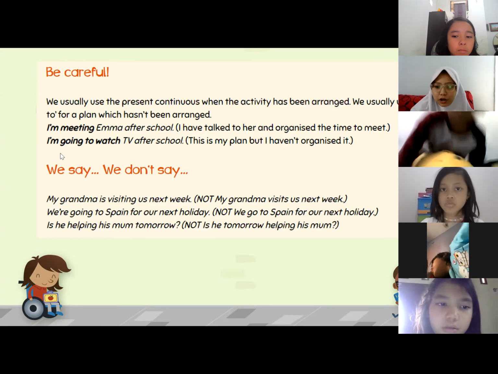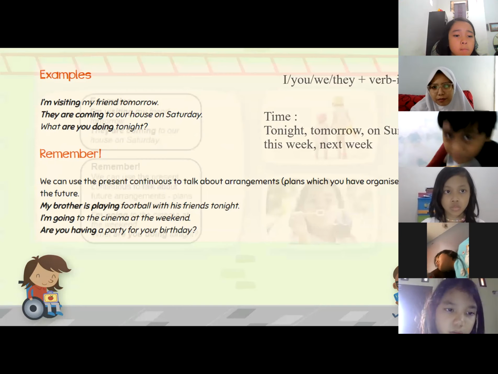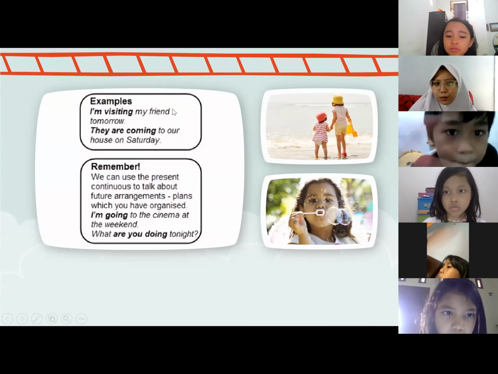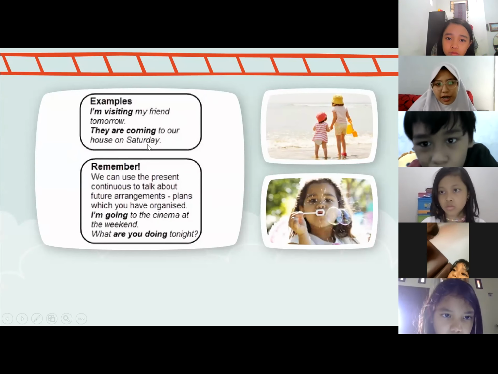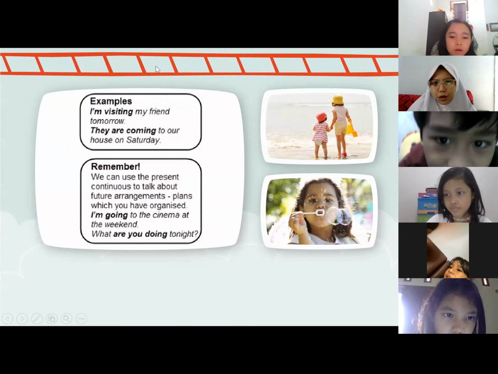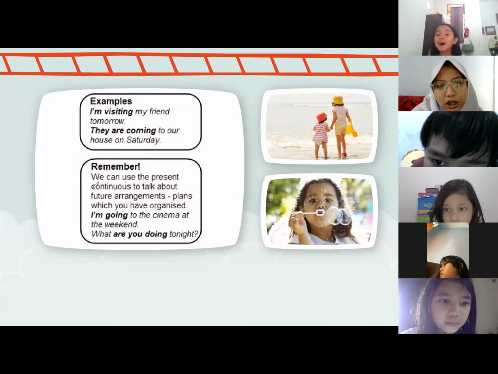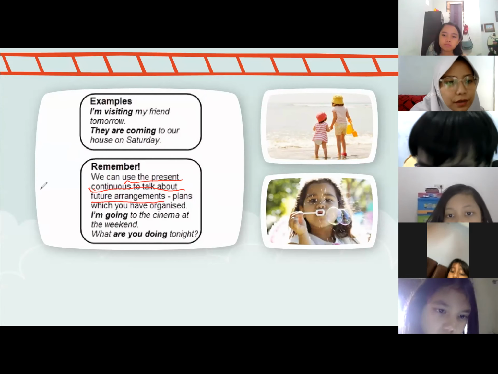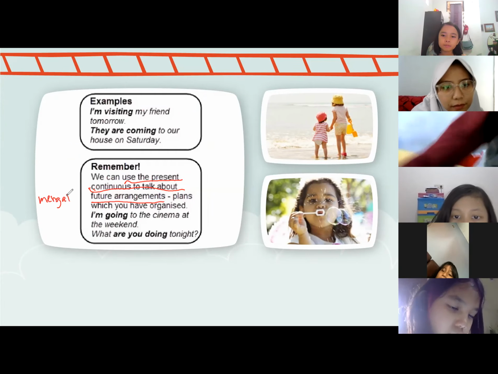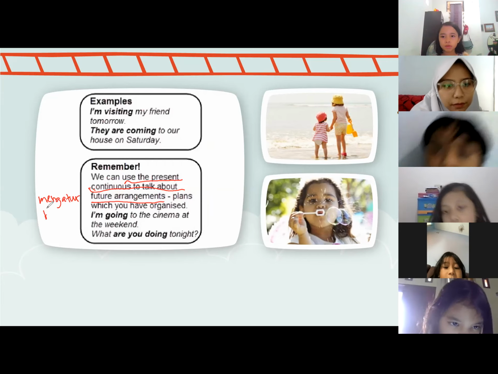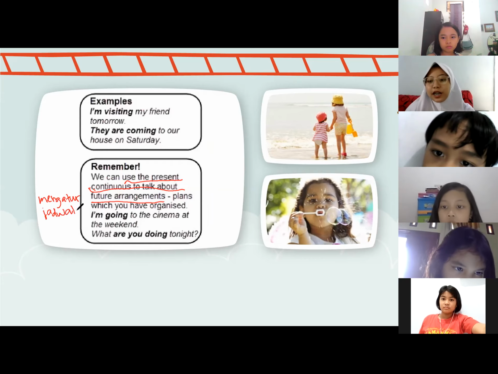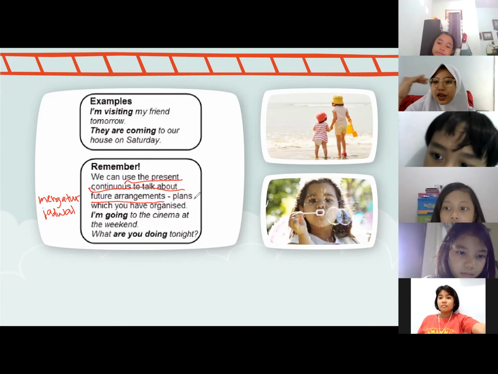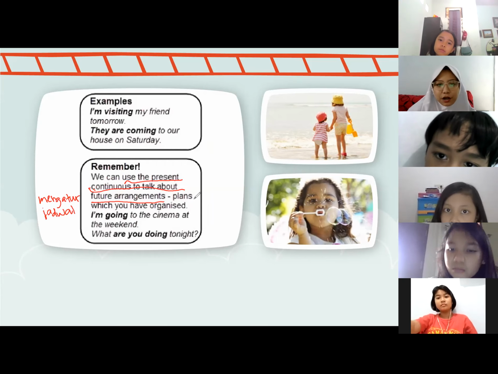So here, I will do a short recap, guys. This is the example, Mora. I am visiting my friend tomorrow. They are coming to our house Saturday. We talk about this. We can use the present continuous to talk about future arrangements. You arrange. That is future arrangements, Mora. Yes? You make a plan which you have organized. You are ready with your plan. Right? So this is the example.